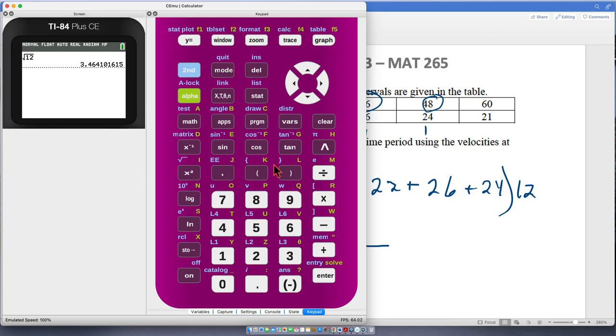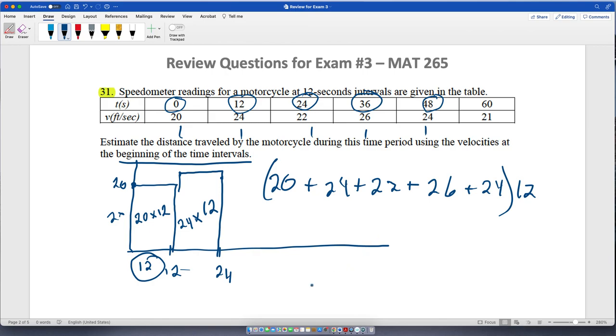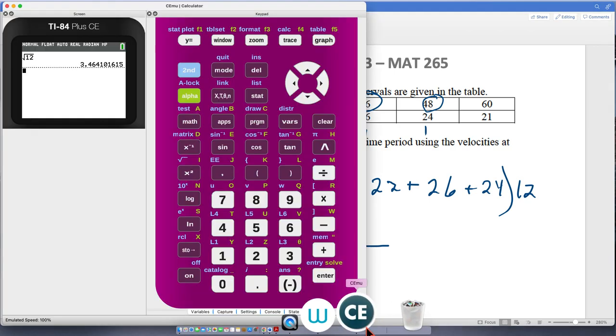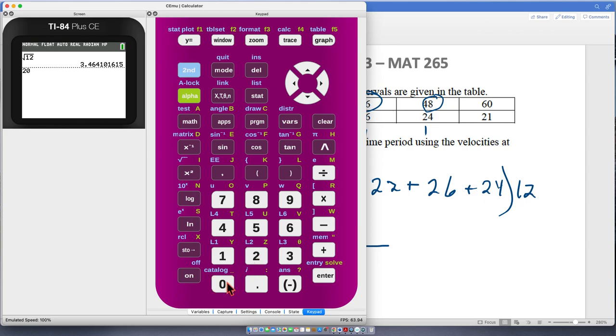Okay, so what was that? 20, 24, 22. So it's equal to that, then times 12. So 1,392.